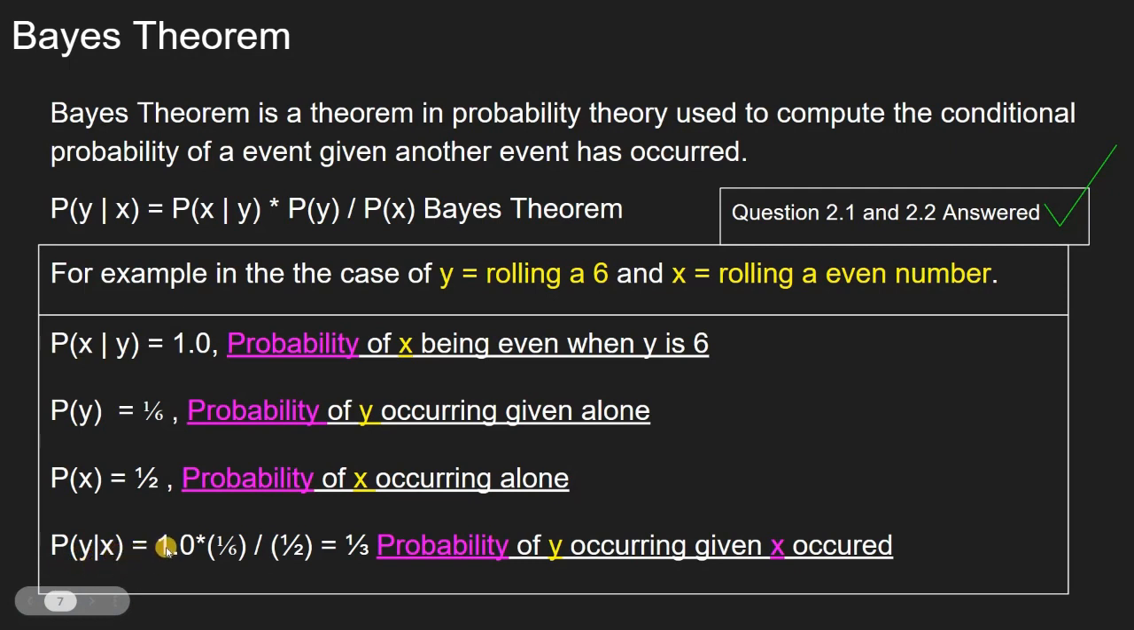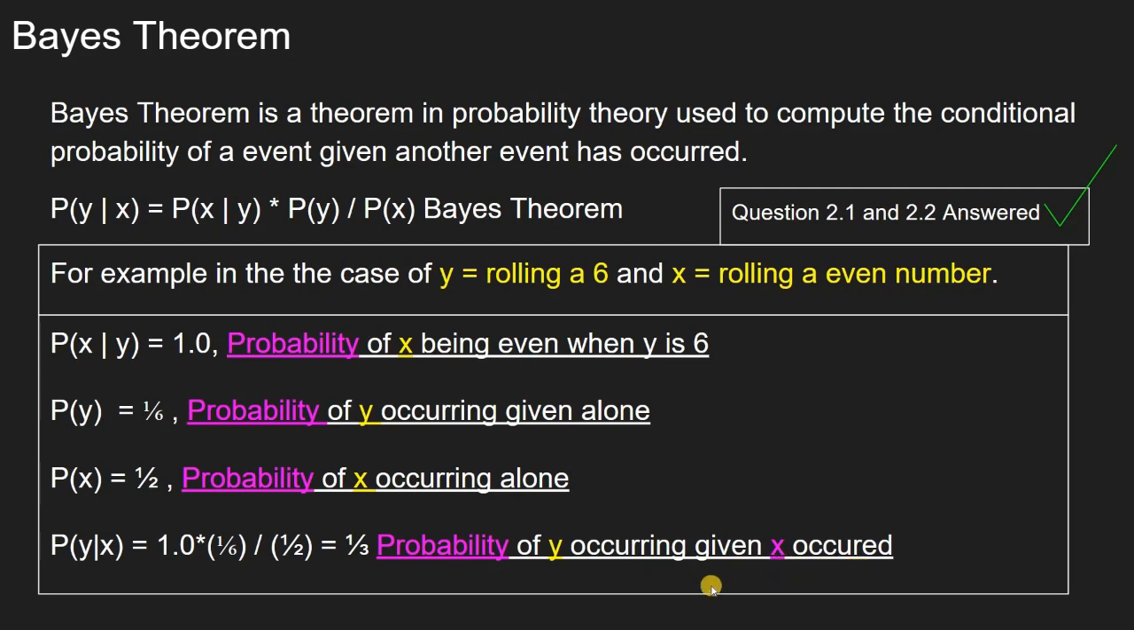And so that's going to equal the probability of x conditioned on y, which is 1.0, times the probability of y, which is 1/6, divided by the probability of x, which is 1/2. This is 1/6 divided by 1/2, and that equals 1/3, which is the probability we computed on the previous slide. And so this is the probability of y occurring given x has occurred, the probability of us rolling a 6 given that we rolled an even number.